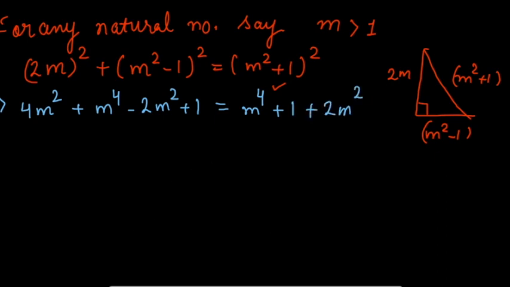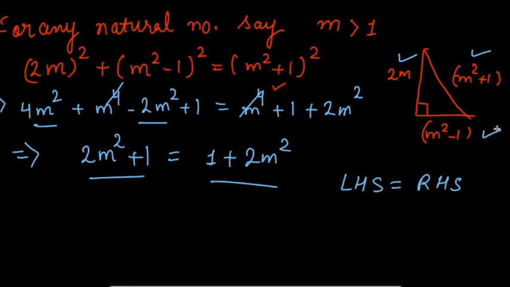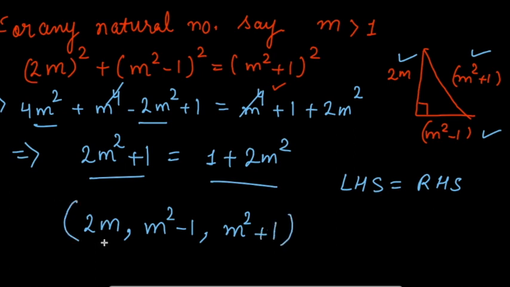Now if you see, I can cancel this with this as they both have the same sign, which implies 4m square and minus 2m square are like terms. I can subtract, plus 1, and on the other side also I have 1 plus 2m square. So again LHS is equal to RHS. It means these three members are satisfying the Pythagoras theorem. So to generalize it, what can I say? That 2m, m square minus 1 and m square plus 1 form Pythagorean triplets. So these three members we will be using to solve any question.